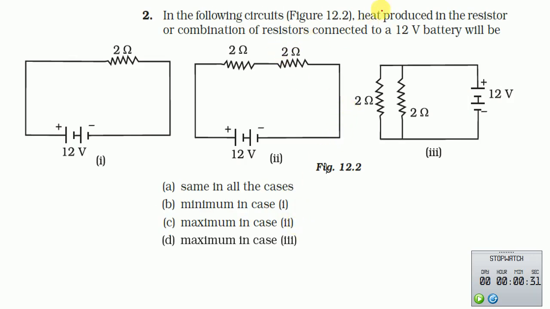In the following circuit, the heat produced in the resistor or combination of resistors connected to a 12-volt battery will be, either the resistor or combination of resistors. So the timer is starting. As you can see, there is only one resistor here, two here, and two also here. So the heat produced in the resistor or the combination of resistors. You know the formula for combination of resistors.